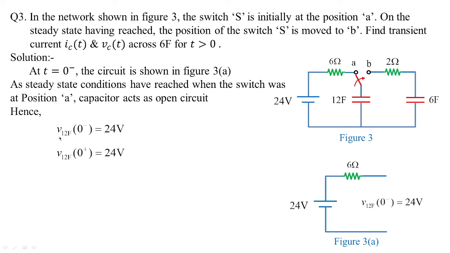So that is how V12 of 0 minus will be equivalent to V12 of 0 plus, that is 24 volts. And we need to remember that no current is flowing through 6 farads. In fact, V6 of 0 minus will be equivalent to V6 of 0 plus, equal to 0 volts. Let us take this as equation 1, and with this analysis we are going to solve the rest of the circuit.